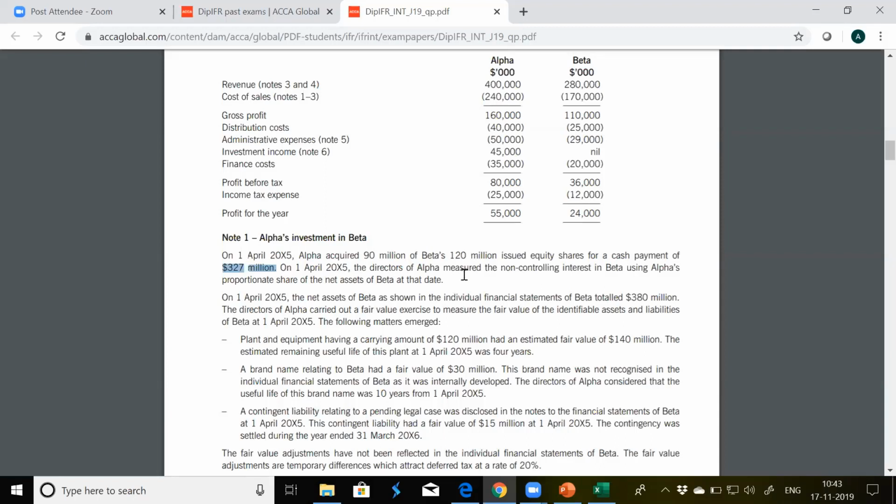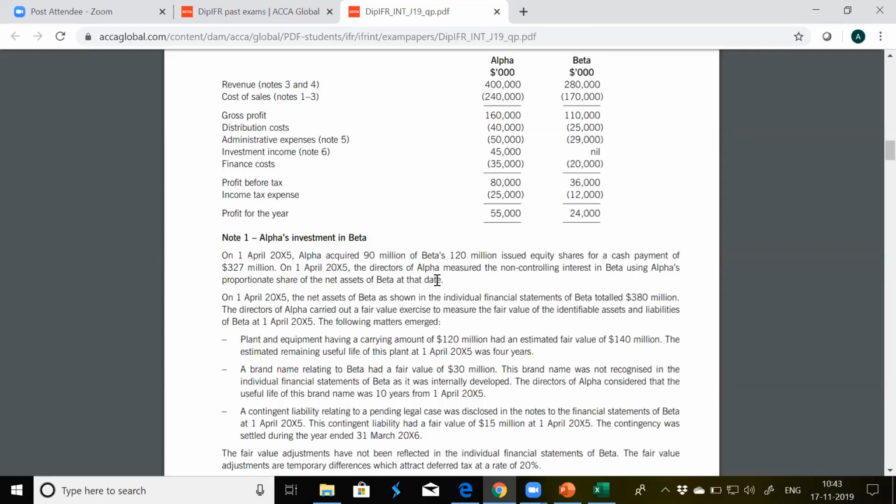Where we'll use this information? This information we'll use in working note number 3, as well as if there is any impairment. They make our life easier sometimes by saying that there was no impairment of goodwill. So then we do not need to do anything further. But if there is any impairment of goodwill, we need to gross up that goodwill if we have calculated goodwill on proportionate share of net assets.